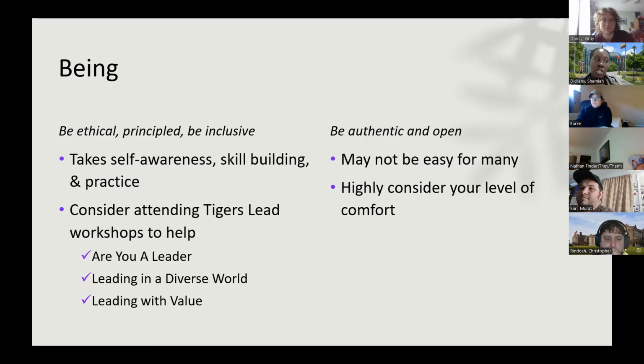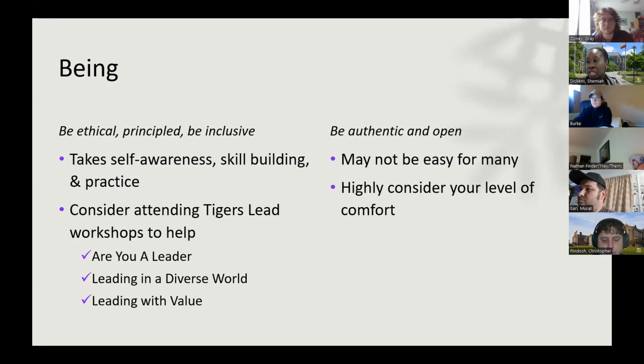So Tigers Lead workshops, joining the program, joining Tier 1. There are, I would say, 3 workshops that really give you the opportunity to, 1, be self-aware, 2, skill build, but also practice some of these concepts of ethical leadership, inclusivity. Are you a leader? Being 1, leading in a diverse world and leading with value.